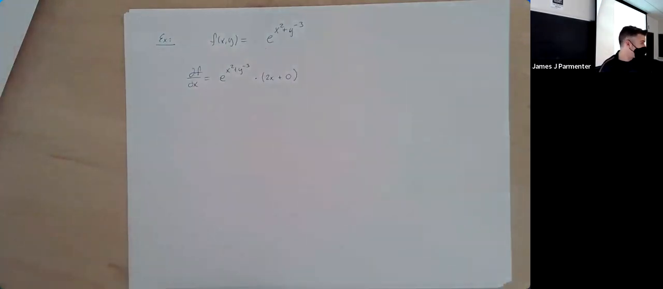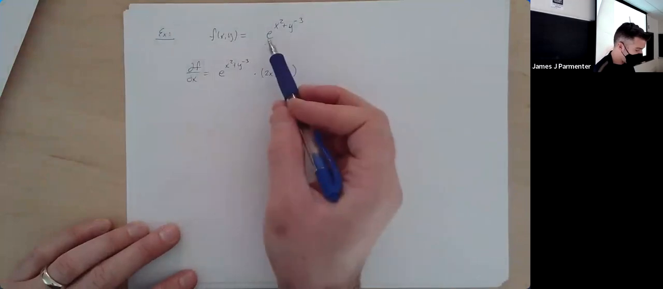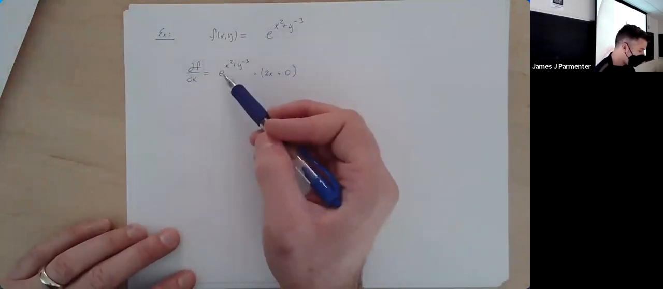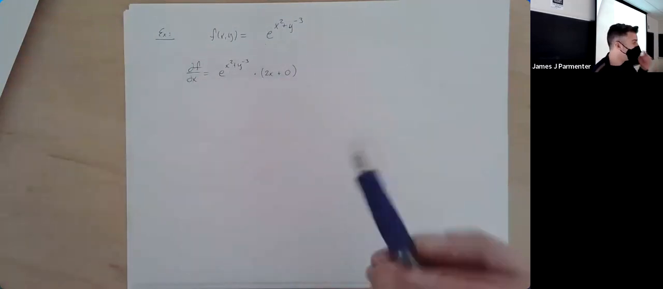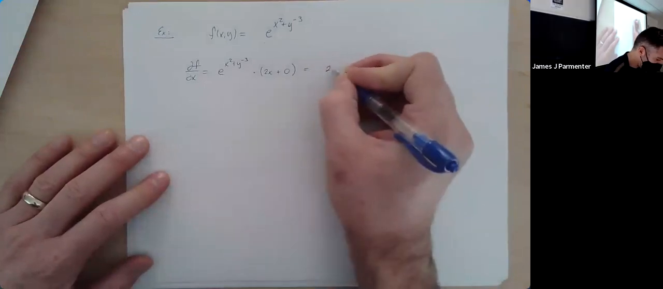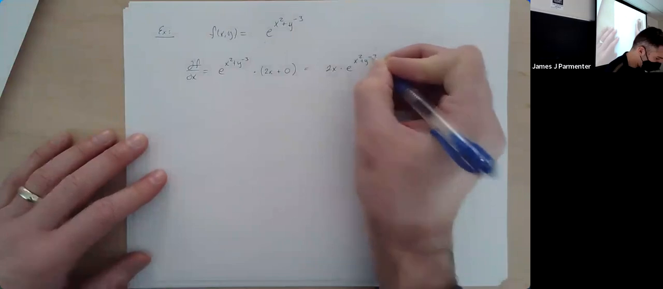It's easy to get tricked because when you start thinking of the chain rule, you start thinking of the derivative of the inside stuff as just the normal process. But we still have to be in the mindset that y is a constant. So it stays here because the derivative of e to the stuff is e to the stuff, no matter if that stuff is constant, variable, whatever. But once we multiply by the derivative of that stuff, then we have to be careful. So that's going to be 2x times e to the x squared plus y to the negative third.